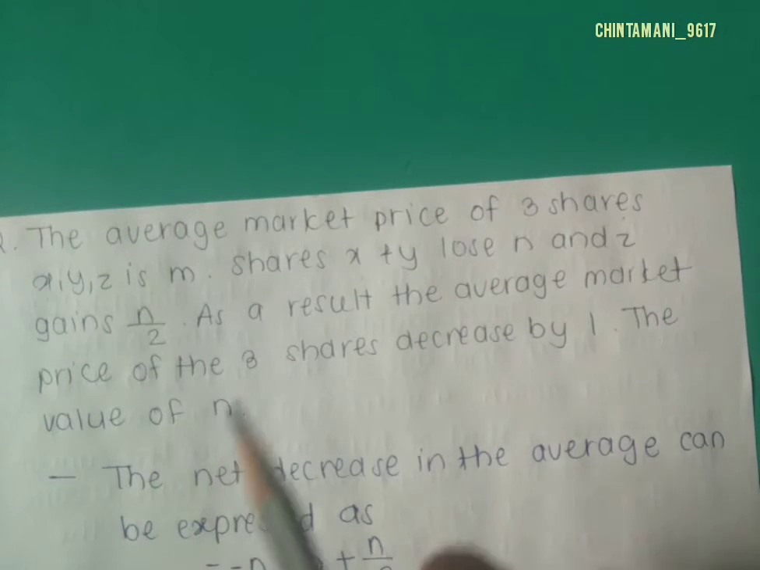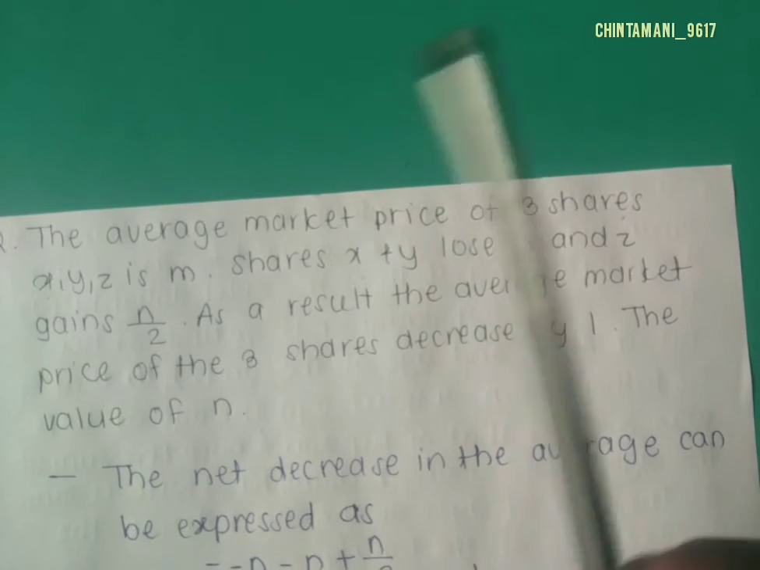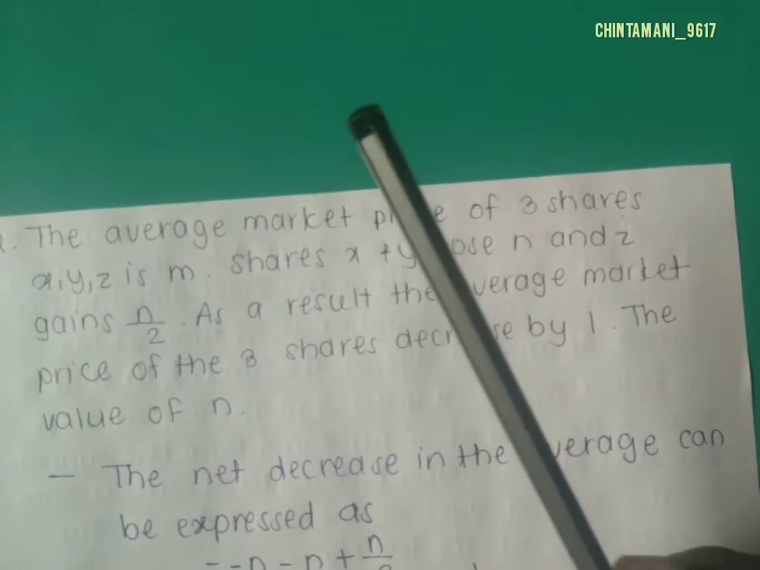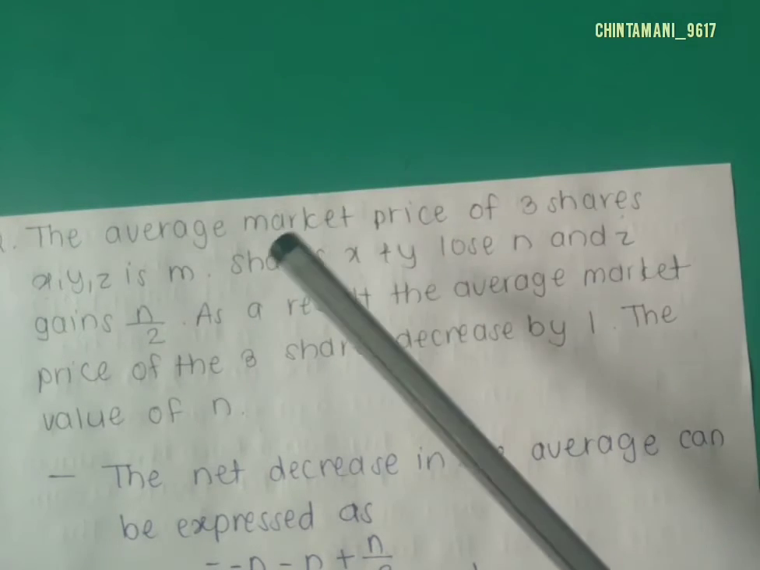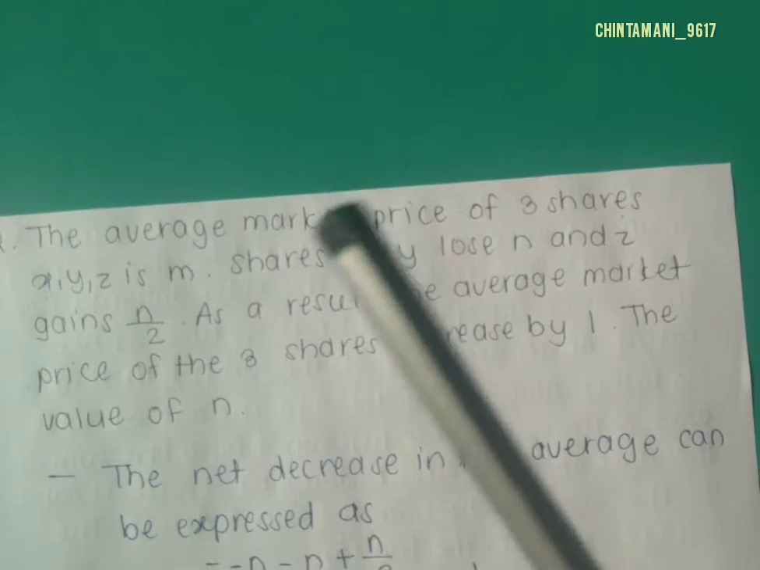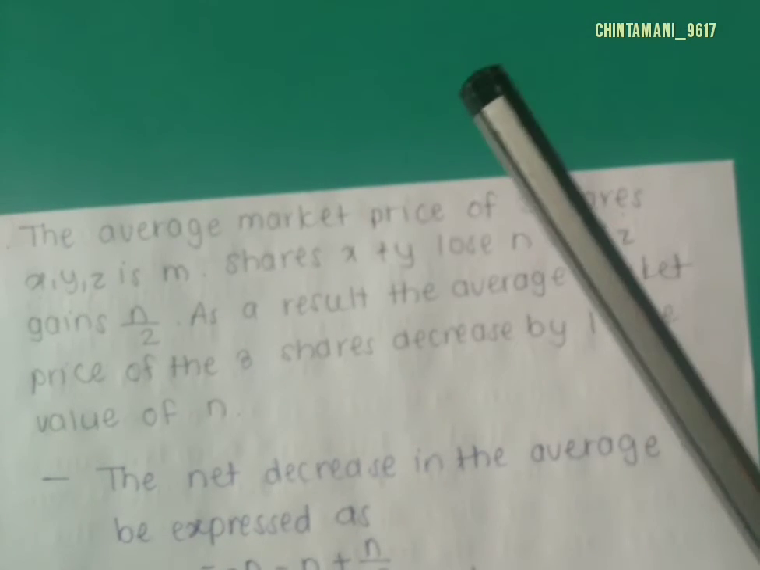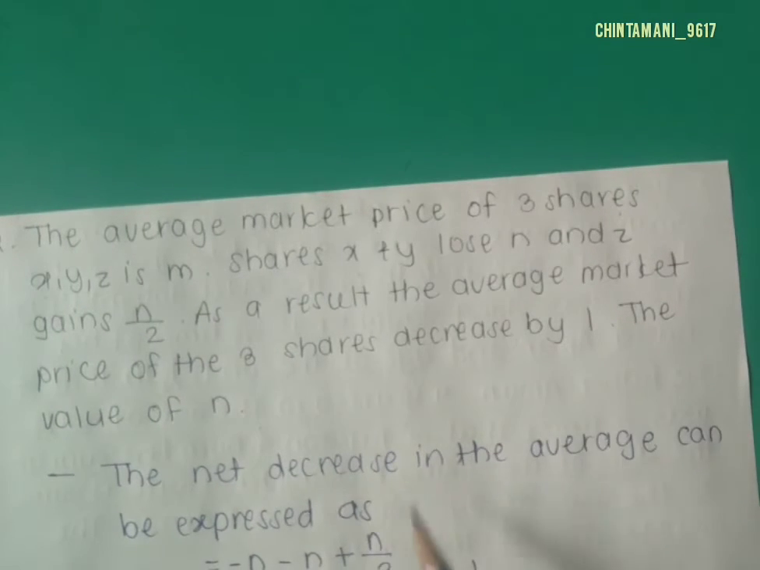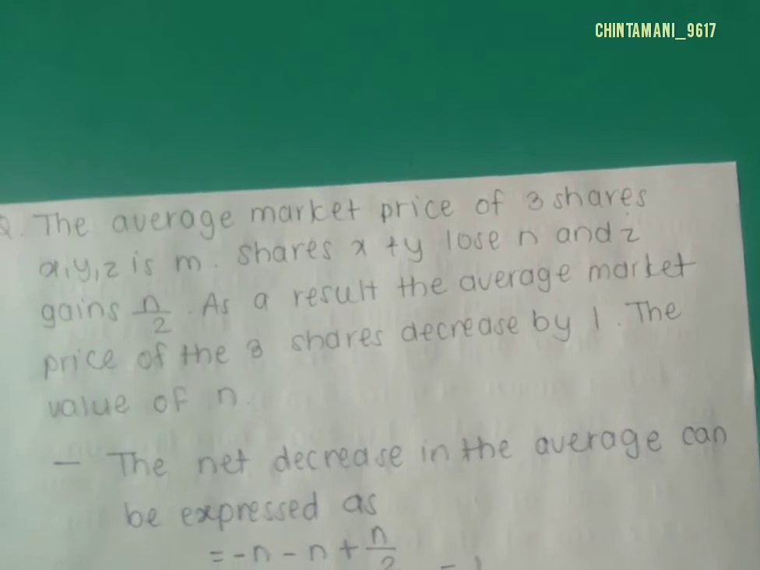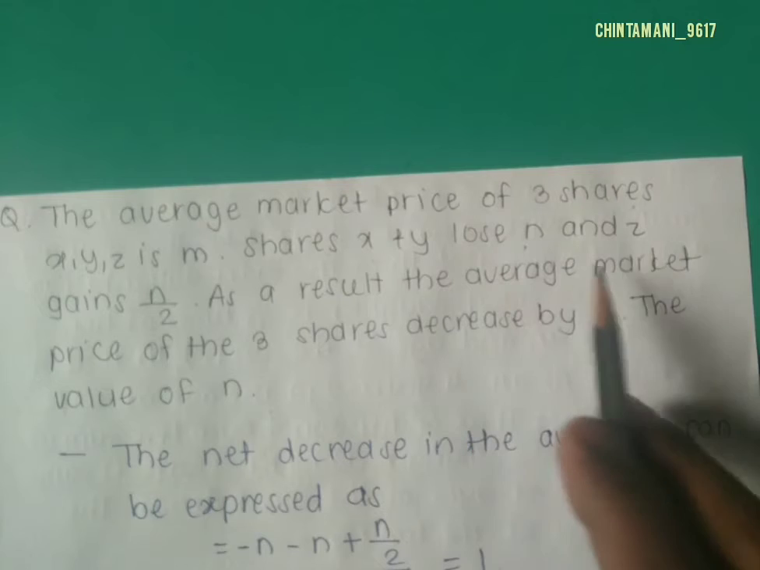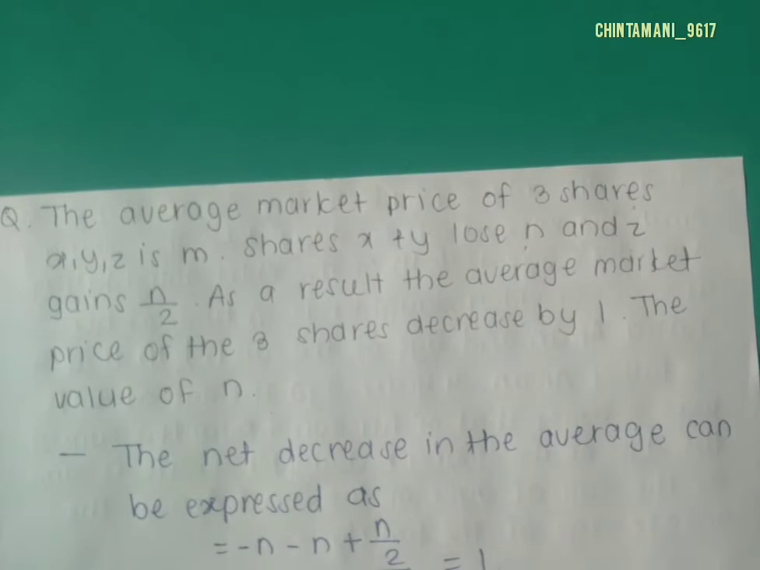Basically, let's take an example. This is a pencil. There are 3 types of pencils. The market price, that means the MRP of this pencil, suppose the pencil price is 1. It has dropped, that means given a discount of n, and the third pencil has gained, meaning the price of the third pencil is increased by n by 2.